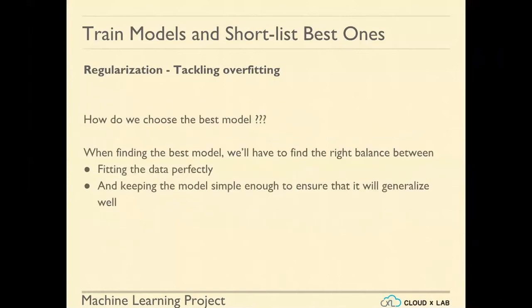All right. So how do we choose the best model? When finding the best model, we have to find the right balance between fitting data perfectly and keeping the model simple enough to ensure that it will generalize well. In simple words, it should give great results on the unseen data.